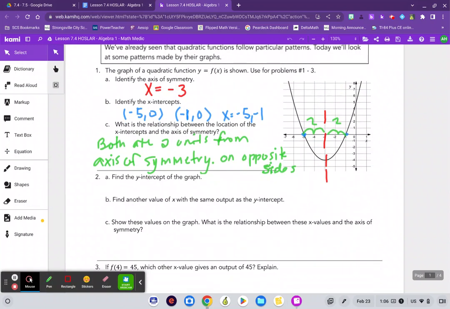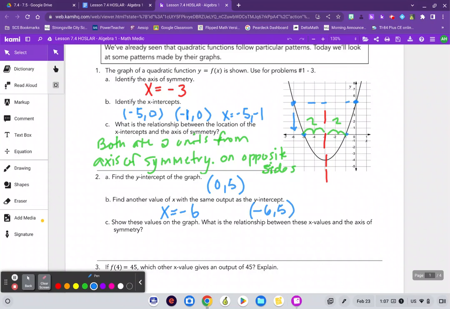All right, let's look at question 2. Question 2 says, find the y-intercept of the graph. My y-intercept is where I cross the y-axis, and so that is at (0, 5). Find another value of x with the same output as the y-intercept. The output of the y-intercept is 5. If I look across my graph, I have another point with an output of 5, and that has an x value of -6. So I have the ordered pair (-6, 5), where the output is the same as the output of the y-intercept.